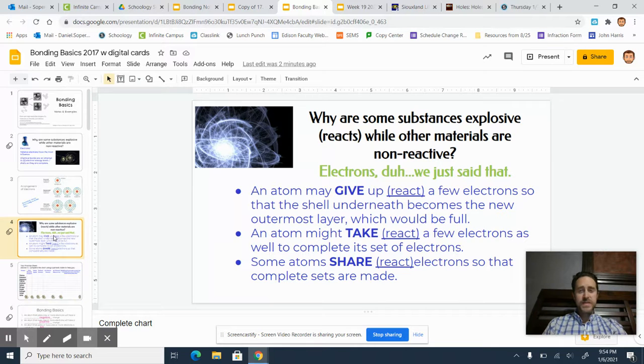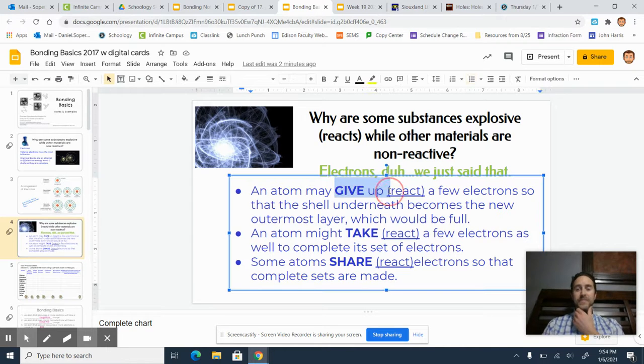If you did the warm-up, hopefully you remembered these are the three ways that an element can react to get that full outer shell. Option number one is it's going to give up those valence electrons. It's going to try and get rid of them. Option number two is it's going to take them from another atom that wants to get rid of them, hopefully. Option number three is it will share with another atom so that they are both happy.